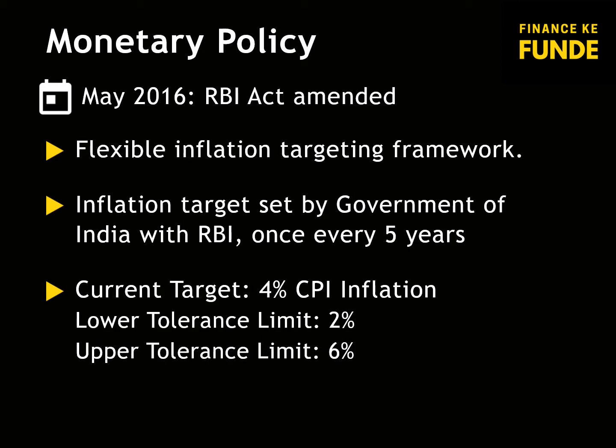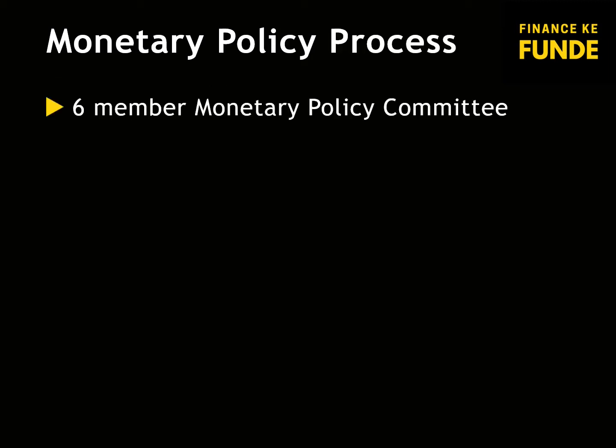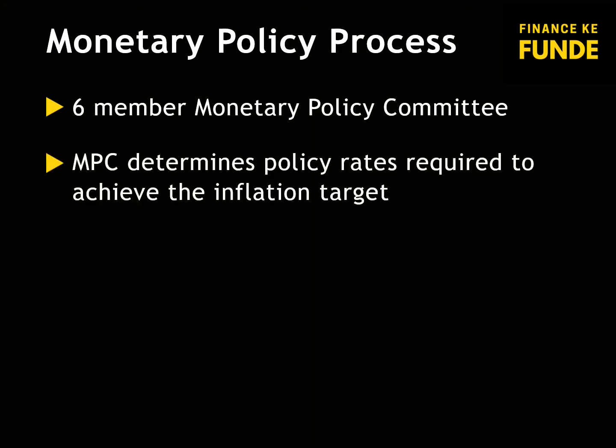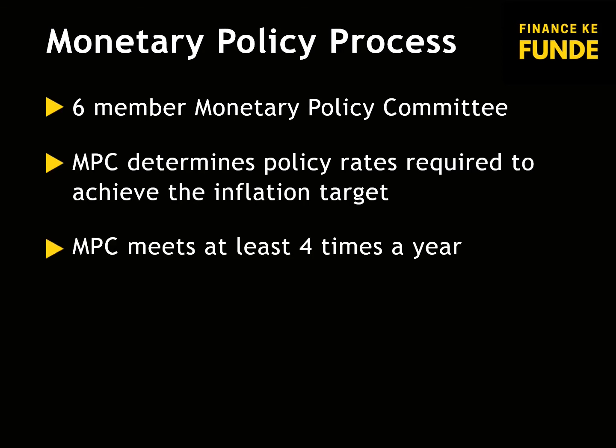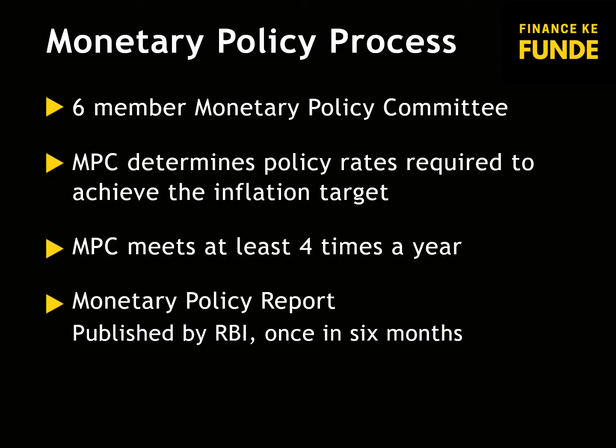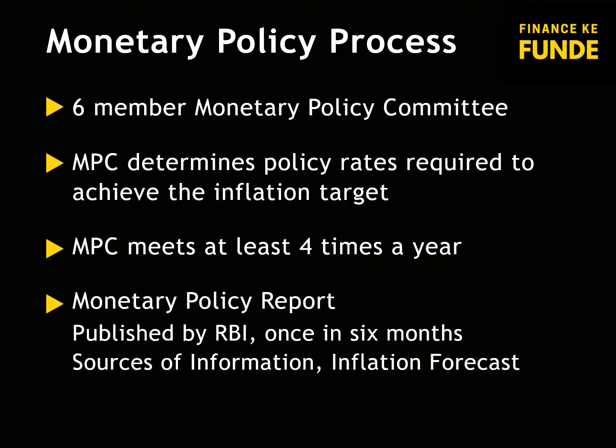To achieve this goal, RBI shares the policy once every 2 months. Within RBI, a 6-member team forms the Monetary Policy Committee. MPC decides the policy rates required to achieve the inflation targets. RBI also publishes the Monetary Policy Report once in 6 months. This report highlights the sources of information and inflation forecasts for the next period.